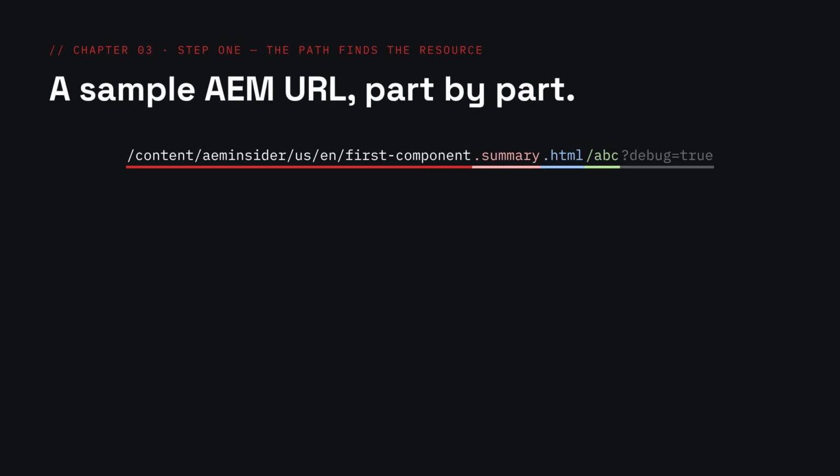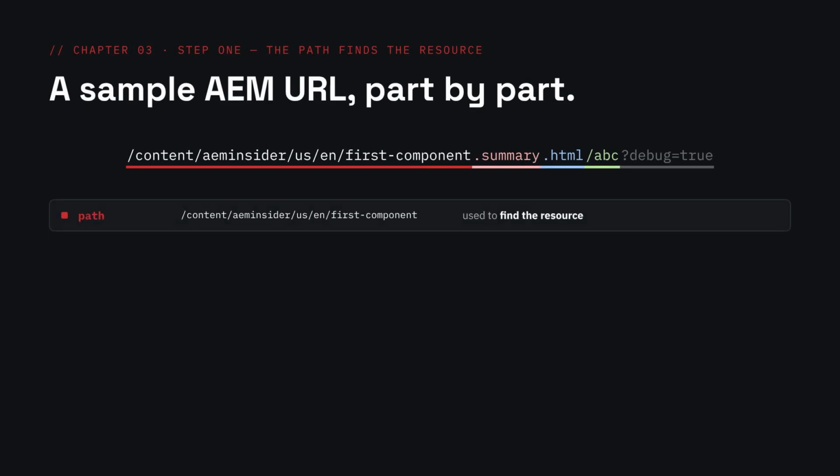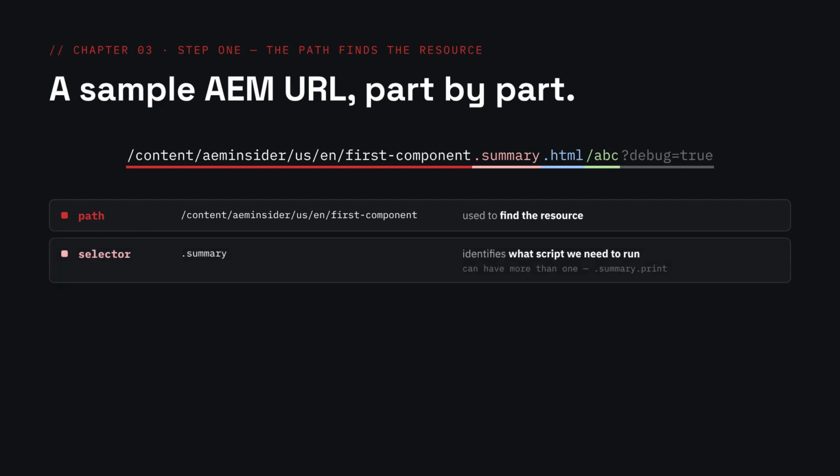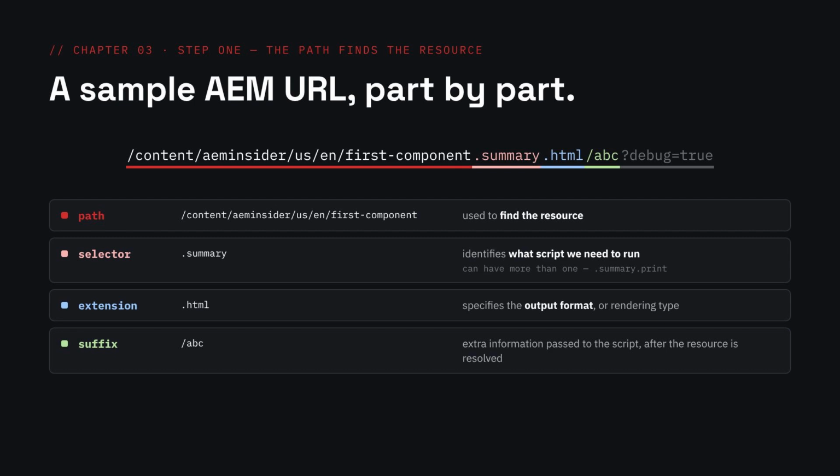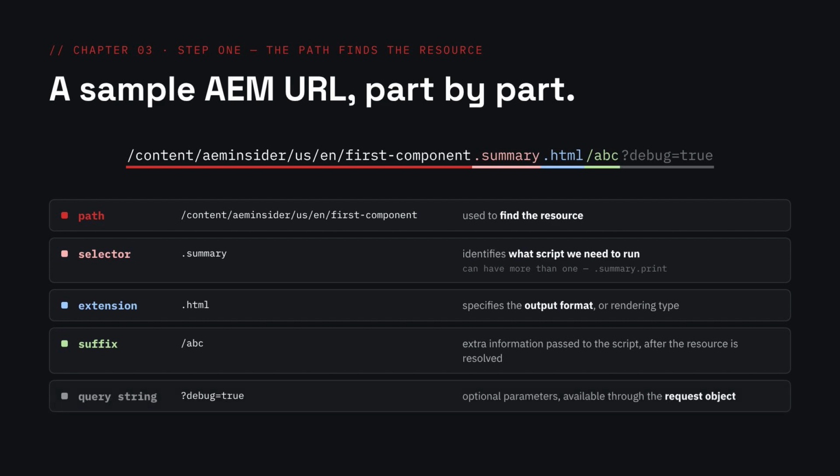This is a sample URL for AEM: /content/aem-insider/us/en/first-component. This is called the path. This will be used to find the resource. .summary is called a selector. This will be used to identify what script we need to run. You can have more than one, for example, .summary.print.html. The .html specifies the output format or rendering type. /abc is the suffix, additional information passed to the script after the resource is resolved. debug=true is the query string, optional parameters available through the request object and they can be used by your script.